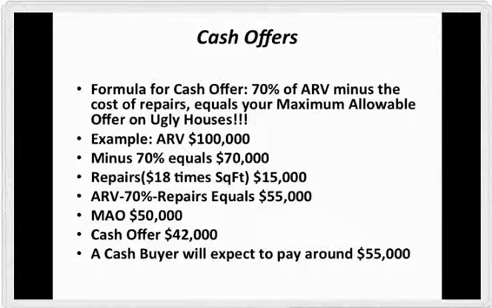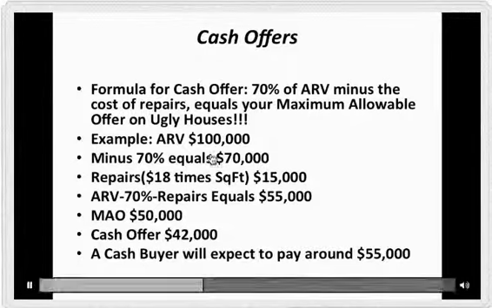One thing to keep in mind also are buy and hold investors, guys that are buying for rental properties and things like that. They'll pay more than an investor that will buy it, fix it, and sell it retail, so keep that in mind as well. Once again, this is just the formula for cash offer: 70% of the ARV minus the cost of repairs equals your maximum allowable offer on ugly houses.